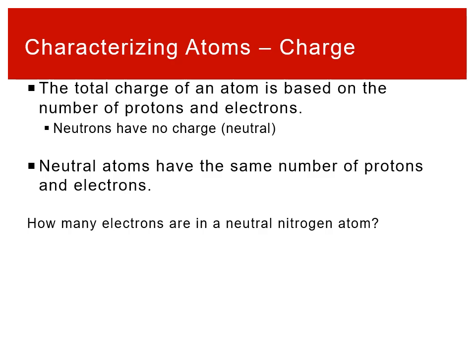Okay, so the next property we want to talk about is the charge of the atom. The total charge of the atom is based on the number of charged particles in that atom. Neutrons have no charge. They're neutral, so it doesn't matter how many neutrons are in an atom as far as determining the overall charge of that atom. All that matters is protons and electrons.